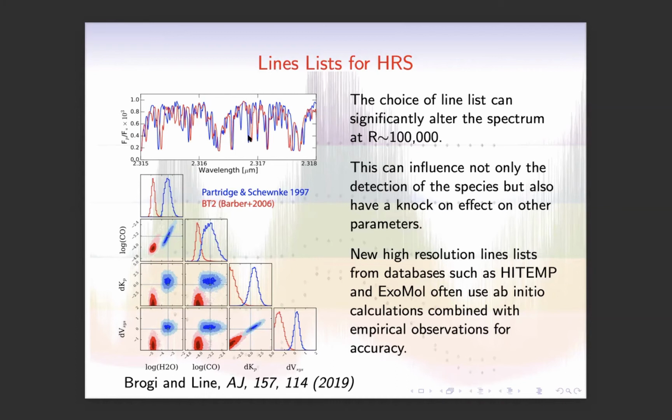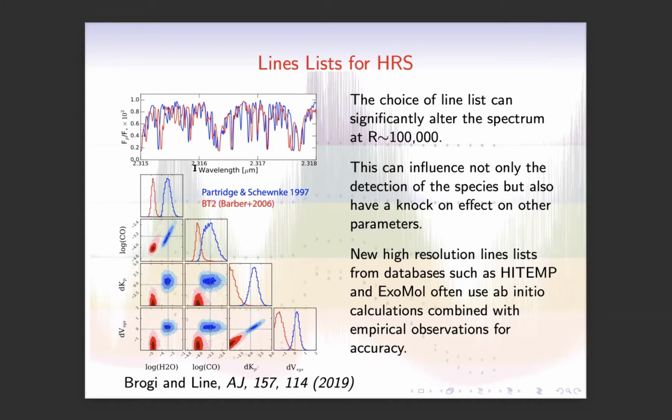And if you generate a model, a synthetic data spectrum with the Partridge and Schwenke line list, and then retrieve with the same Partridge and Schwenke line list, you end up getting pretty good abundances out for water. It's where it should be. The CO is where it should be, and the planet's velocity profile is in the right location. But if you generate your model with Partridge and Schwenke and then retrieve with the BT2 line list, a different water line list, you can end up biasing your abundance, because effectively it's trying to look for a match for that line list in your spectrum that isn't quite there. So obviously the abundance is lower because there's fewer lines that actually match that.